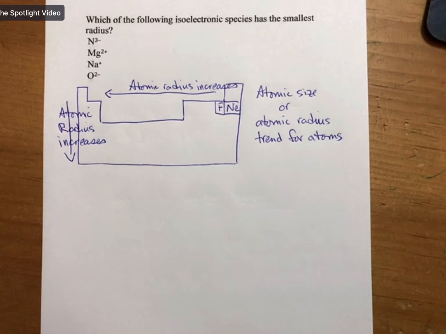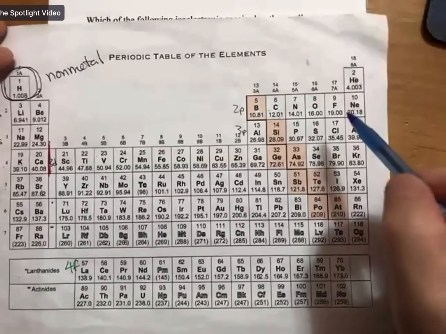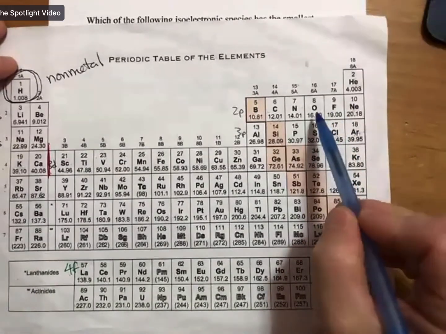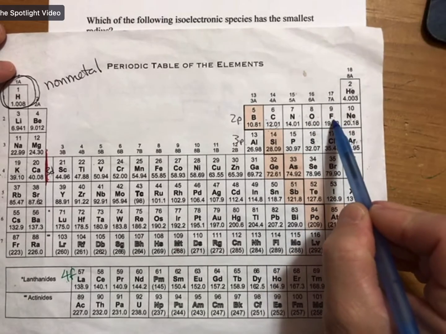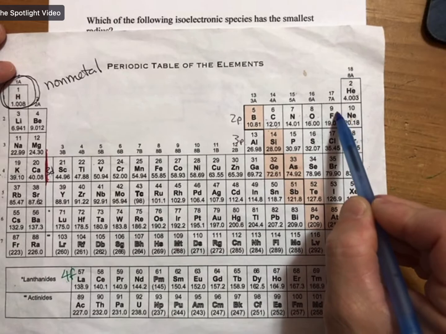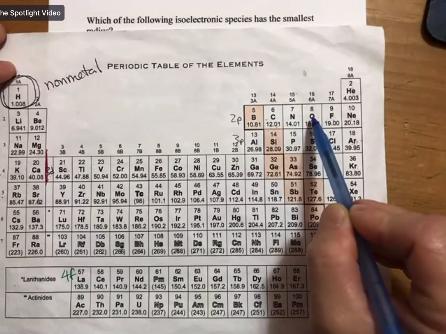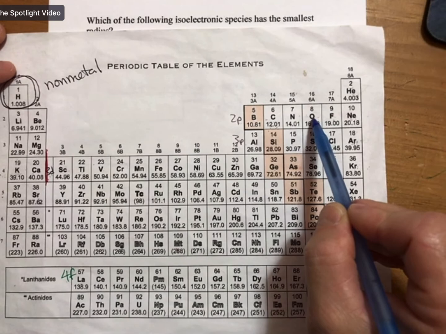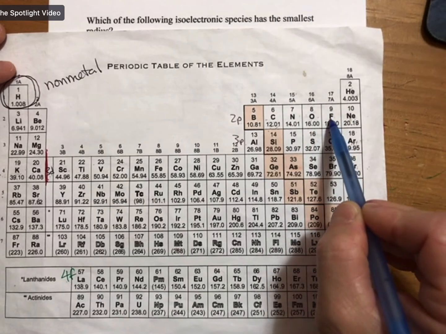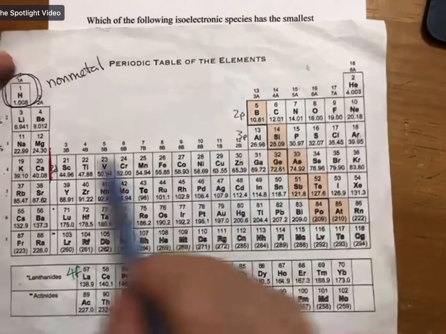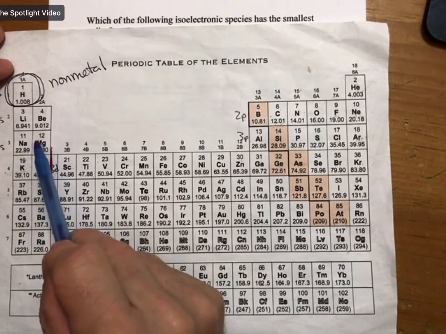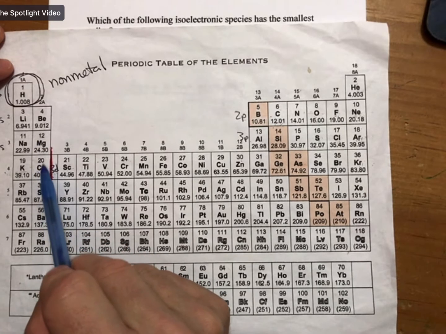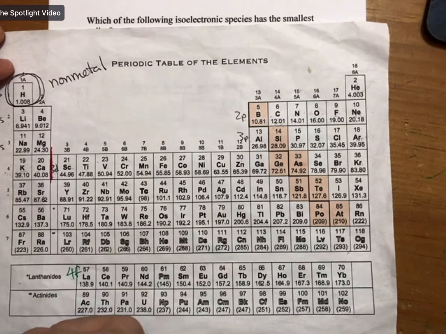If this question instead said, which atom is larger, oxygen or fluorine, you would say, as you go to the left, atoms get bigger. Oxygen is to the left of fluorine. Oxygen is bigger than fluorine. If the question said magnesium or calcium, which atom is bigger? As you go down, atoms get bigger. Calcium must be bigger than magnesium. All right.